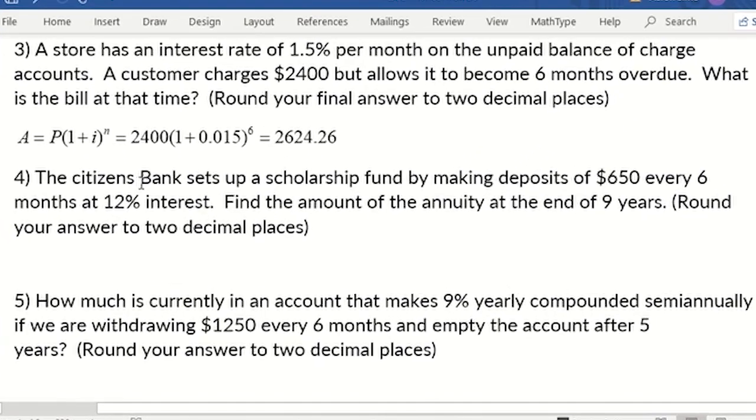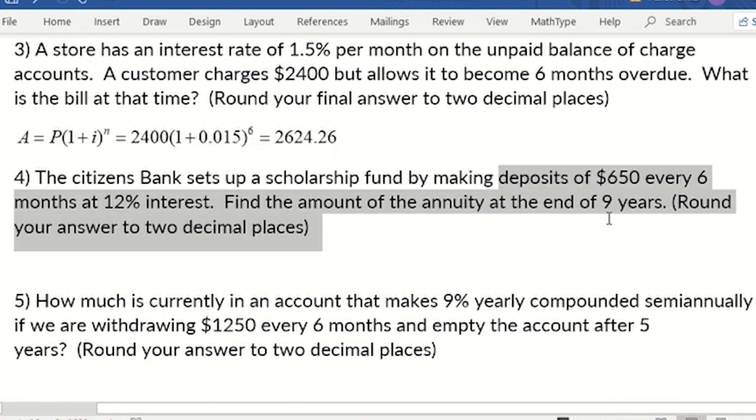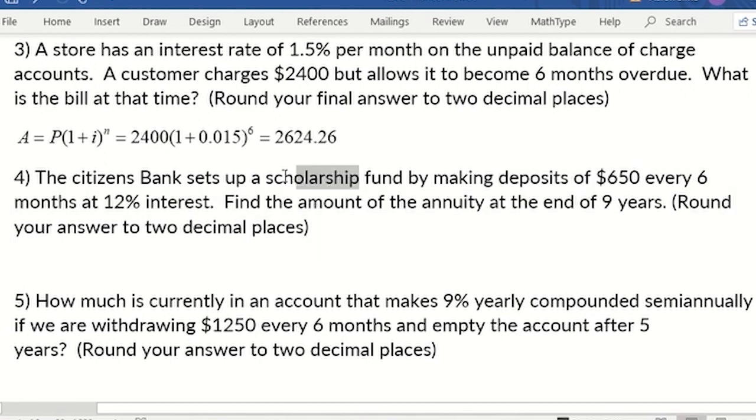Number 4. The Citizens Bank sets up a scholarship fund by making deposits of $650 every 6 months at 12% interest. Find the amount of the annuity at the end of 9 years. Round your answer to 2 decimal places. Okay, these are recurring payments. We're making deposits every 6 months. We have the interest rate. Looks like it's either an annuity or amortization. What are we doing here? Scholarship funds. Seems like we're trying to grow wealth, so that's an annuity. Alright, we got it. It's an annuity.